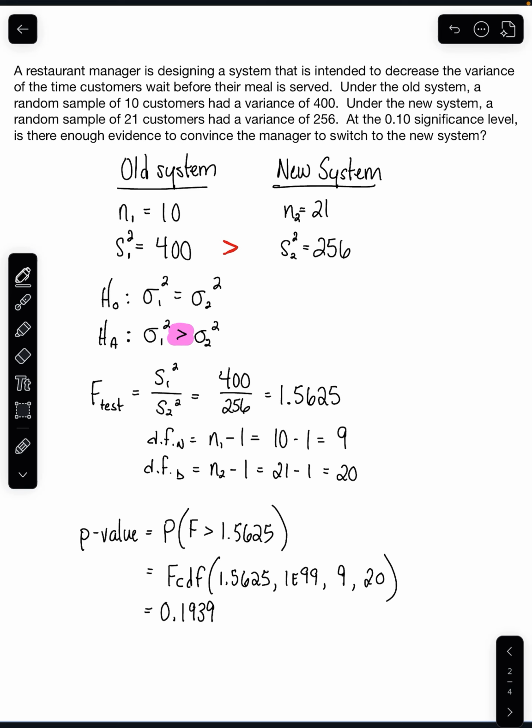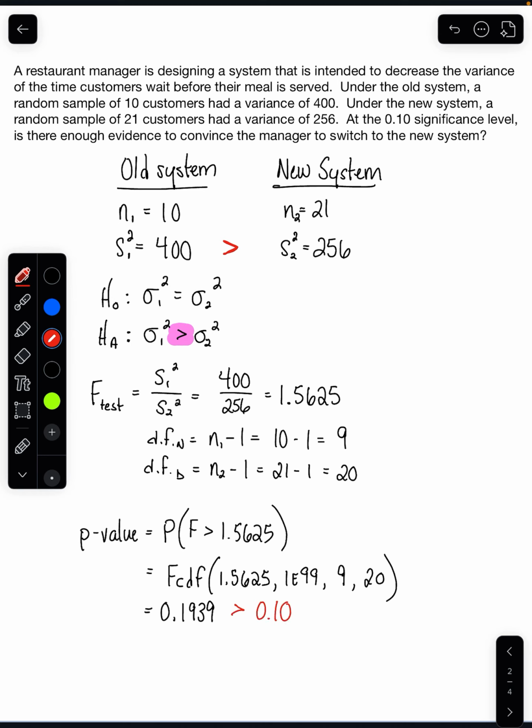This p-value is certainly larger than the value of alpha that we were given, 0.10. And therefore, we would have the conclusion to fail to reject the null hypothesis.